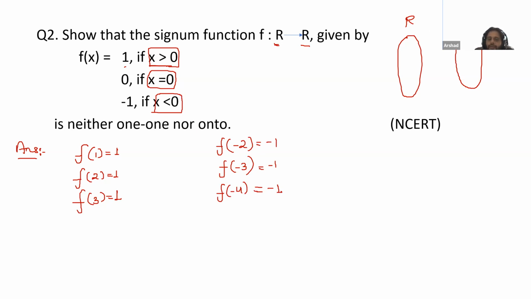So what example can we give? We can give the same example. We can say that 1, 2, 3 have the same image 1, hence it is not 1-1. This is clear to everyone.